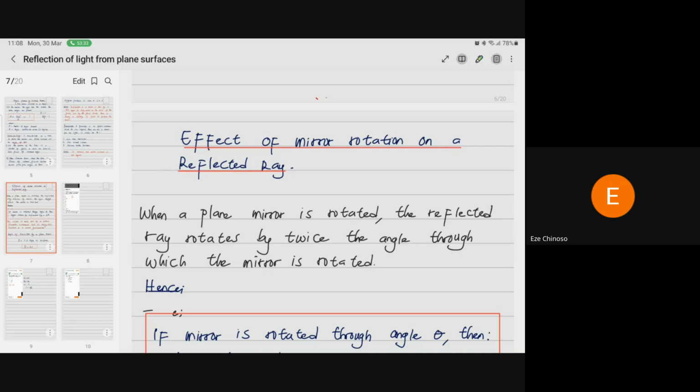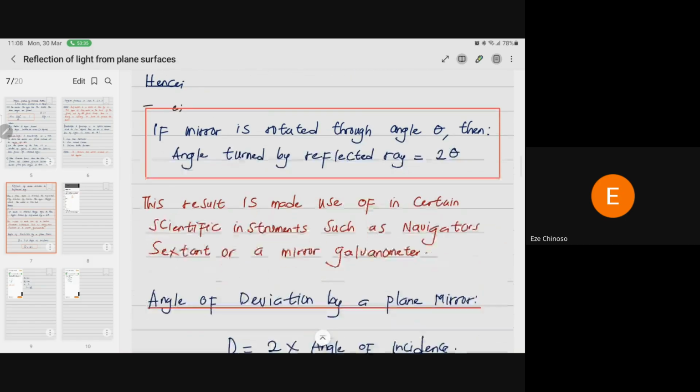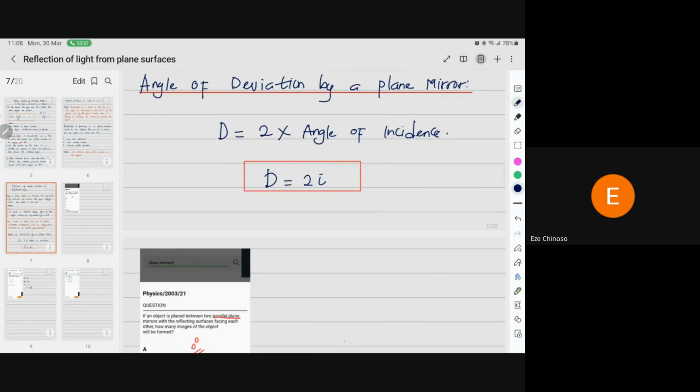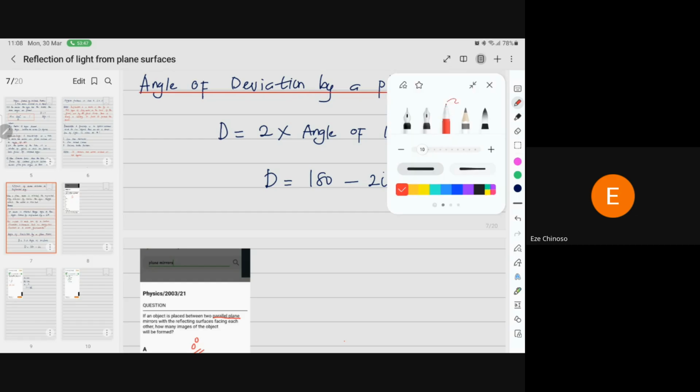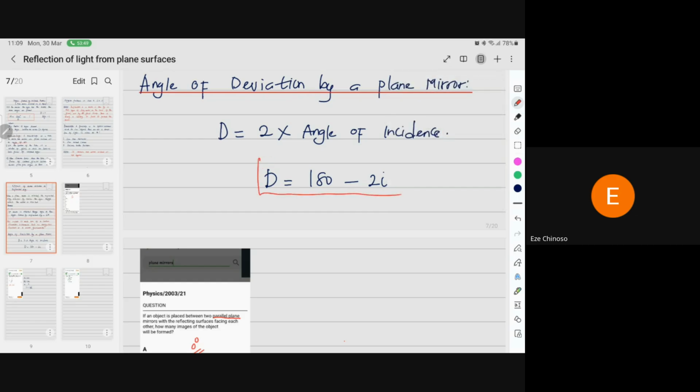Okay, good. Very important. Meso, thank you for saving us, right? That's very important. So this is 2i, 180 minus 2i, please. That's the deviation for a plane mirror in particular. So 180 minus 2i. And that's why Google is always there to help as well. Yeah. So deviation is 180 minus 2i. Makes sense. Yeah. We are good to go.